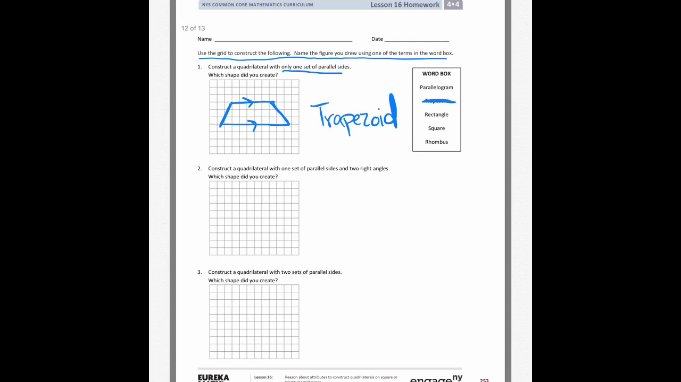And so the way that I'm going to choose to interpret that is I'm going to say, okay, the only ones that have right angles are rectangles and squares. And so I'm going to call it a rectangle. It could be a square as well, but I'm going to choose rectangle because it fits into this category. It has at least one set of parallel sides and at least 2 right angles. So these 2 sides are parallel, these 2 are parallel, and all 4 angles are right. So I'm going to call that a rectangle.